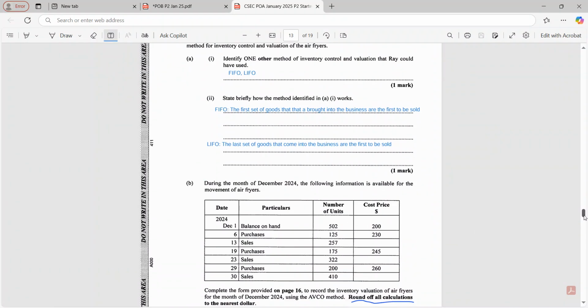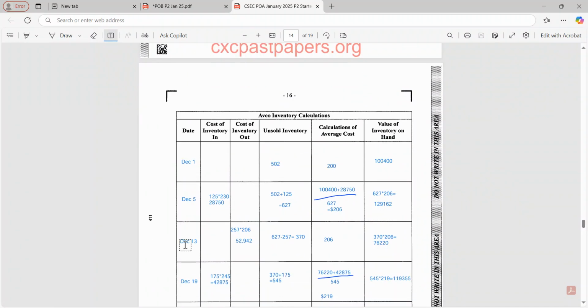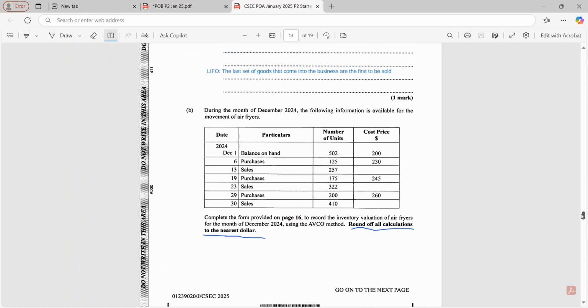And then we move on to the 13th of December, where we sold some goods, and the number of units that we sold is 257. So December 13, we sold 257 goods at the average cost of $206, which gives us 52,942. Then we're going to minus the goods that we sold from the goods that we had before. So it's 627 minus 257, which gives us 370. Remember that our average cost was 206, it's still going to be the same. Then we're going to multiply the goods that we have left, which is the 370, by the 206, which gives us 76,220.